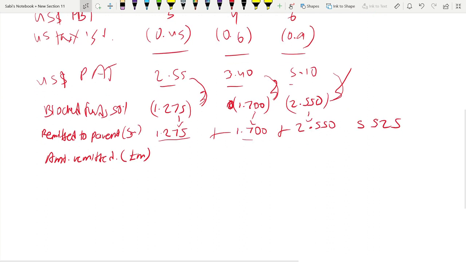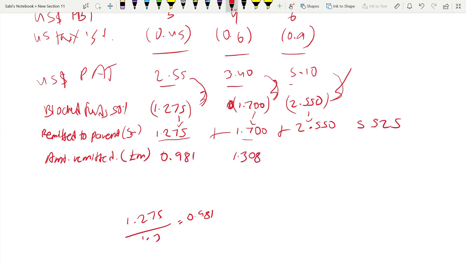We'll do a working here. 1.275 divided by 1.3 will be 0.981. Same way for this, so divide everything by 1.3. All the years' cash flows. This will be 0.981. This is in pounds, okay? 1.308. Then we have 1.962. And 5.525 divided by 1.3 will be 4.250.